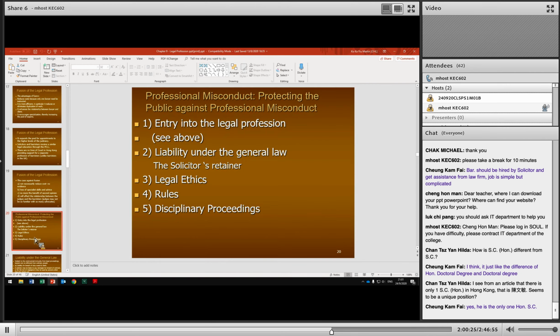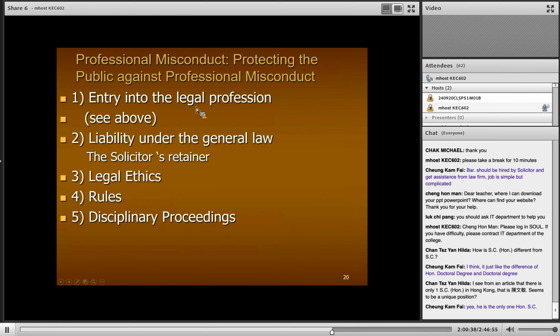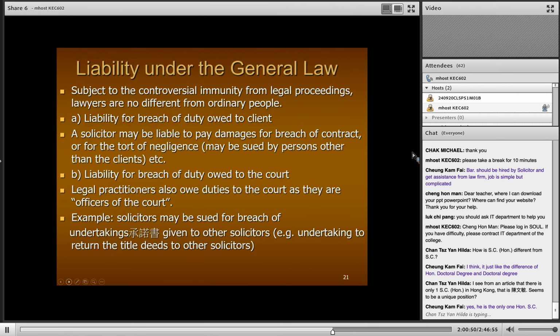I will go through it very quickly. This one is quite straightforward. So professional misconduct. The purpose is to protect the public against professional misconduct. So altogether we have several categories. Entry is something we have mentioned before. Liability under the general law. General law means that for solicitors, when they provide service, they will have possible legal liability, then legal ethics, etc.